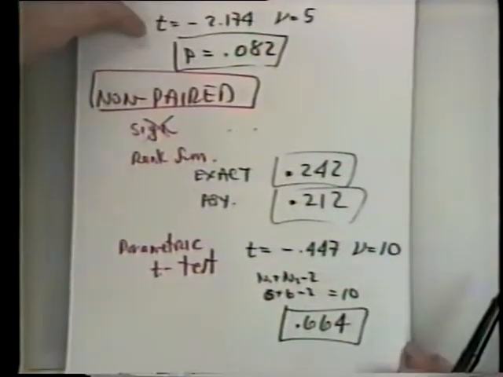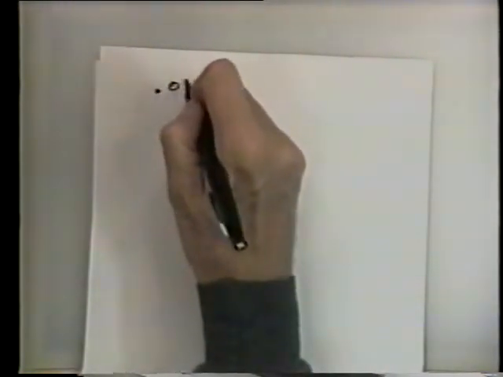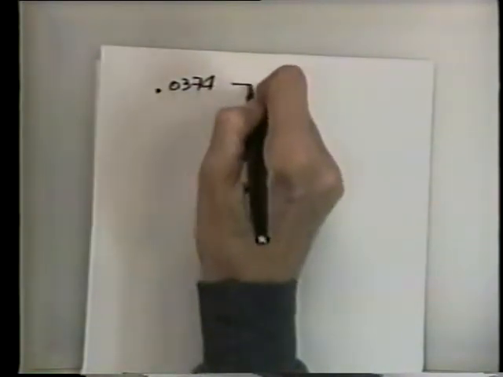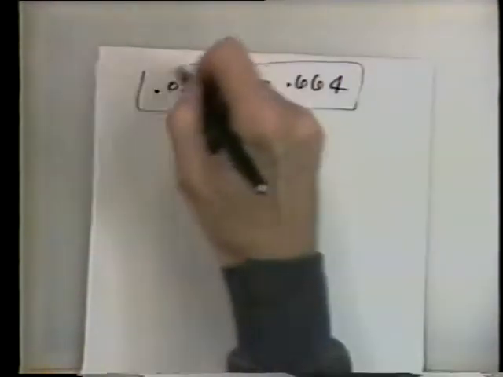Okay, so far in this one data set, let's see what we have for the range of p-values. Maybe we can make a little table of this. We have p-values that run all the way from the smallest one of 0.0374 all the way to 0.664 for the same data.